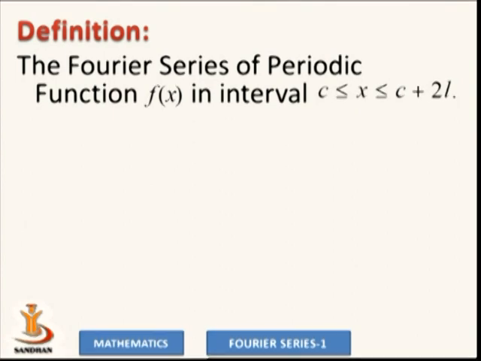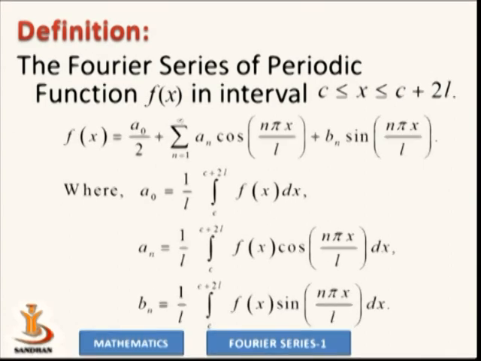When a periodic function f of x is given in the interval c less than or equal to x less than or equal to c plus 2l, its Fourier series is given as f of x equals a0 by 2 plus sigma n equal to 1 to infinity of an cos n pi x by l plus bn sin n pi x by l, where a0, an and bn are coefficients.